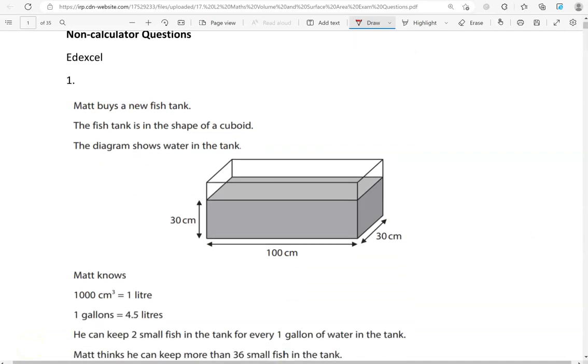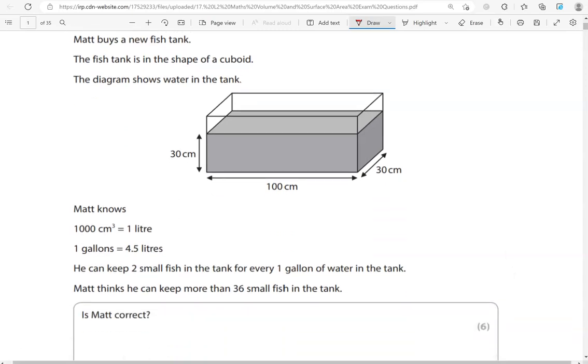Matt buys a new fish tank. The fish tank is in the shape of a cuboid. The diagram shows water in the tank. Matt knows 1000 cubic centimeters equals 1 litre. 1 gallon equals 4.5 litres. You can keep 2 small fish in the tank for every 1 gallon of water in the tank. Matt thinks you can keep more than 36 small fish in the tank. Is Matt correct? So we're looking to find how many gallons of water there are in the tank so that we can work out how many fish can be kept in the tank.